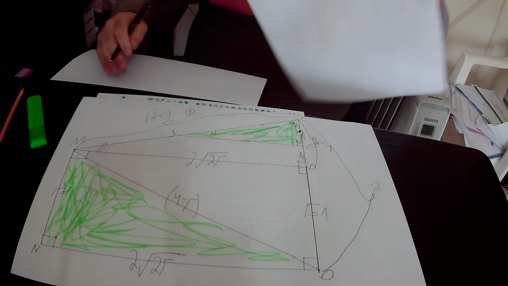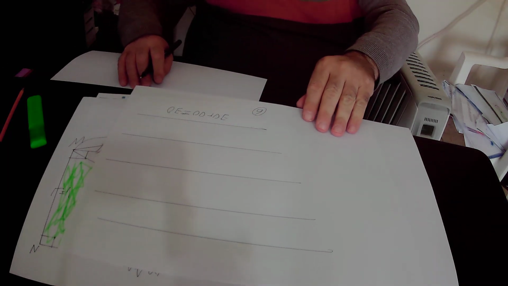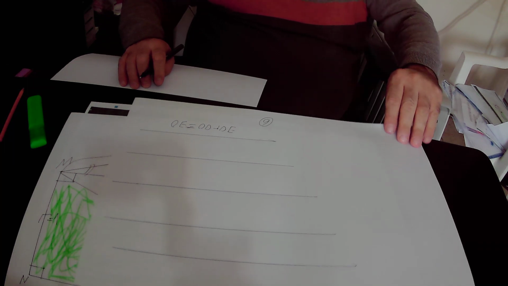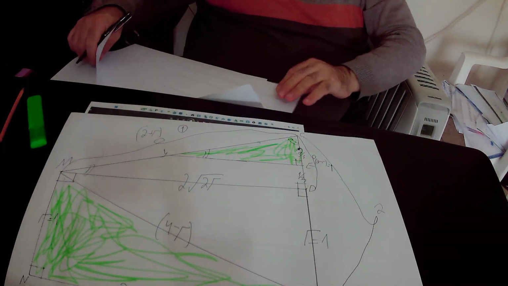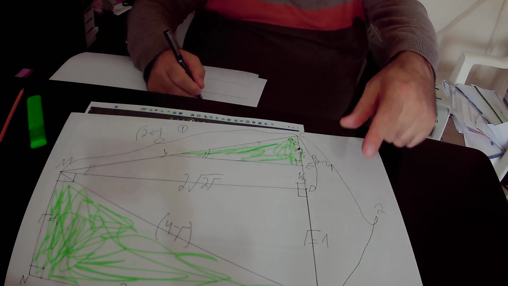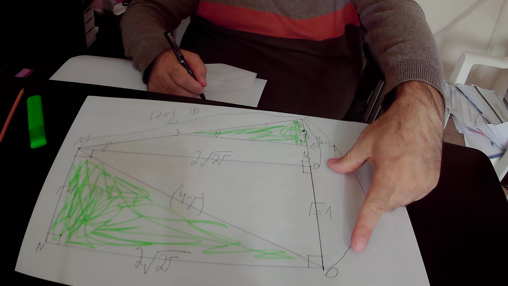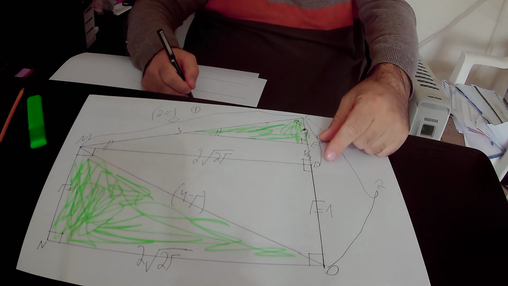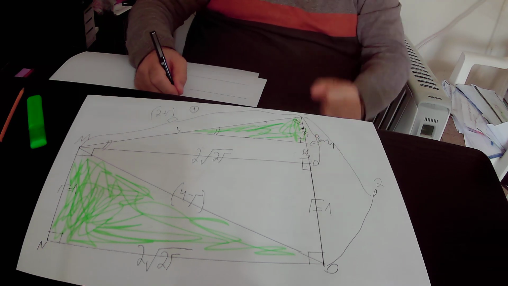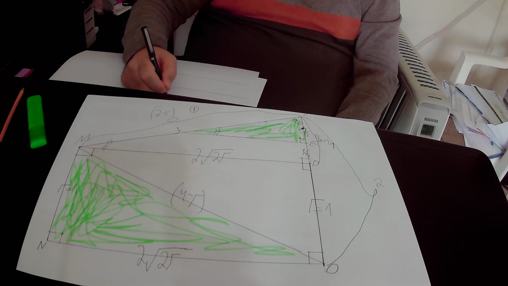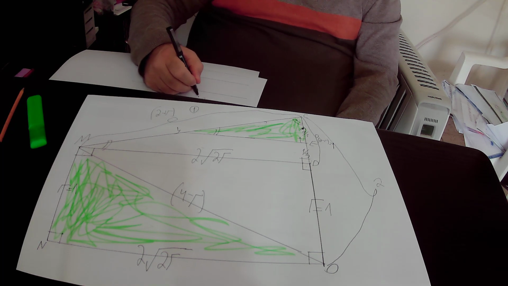I repeat again. OE equals OD plus DE. That is to say, OE equals OD. OD is 1. And we already found out that DE equals one third. So OE equals 1 plus one third, which is 4 over 3.